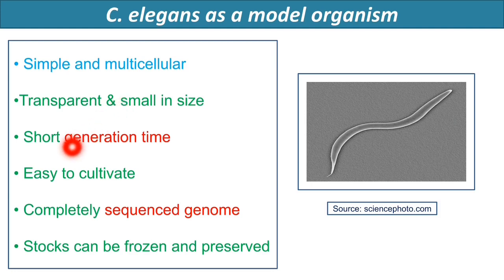In addition, the organism has a short generation time or short life cycle, and it is very easy to cultivate. Again, C. elegans has its whole genome sequenced, and it is also easy to preserve and very cheap to maintain in the laboratory, and it also has a large progeny size. So due to all the mentioned reasons, C. elegans is studied as a model organism. In the next slide, we will discuss its life cycle.